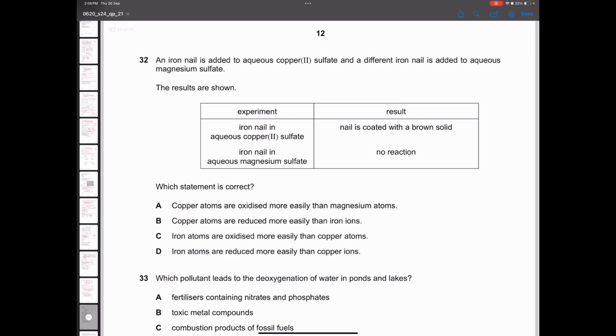Question 32. An iron nail is added to aqueous copper sulfate and a different iron nail is added to aqueous magnesium sulfate. Alright, the experiment is there. Let's check the statements. Copper atoms are oxidized more easily than the magnesium atoms. Now, this is incorrect because the more reactive the metal is, the more likely it is to get oxidized faster. Which one is more reactive out of copper and magnesium? Magnesium is more reactive, so it will get oxidized faster. Statement A is incorrect.